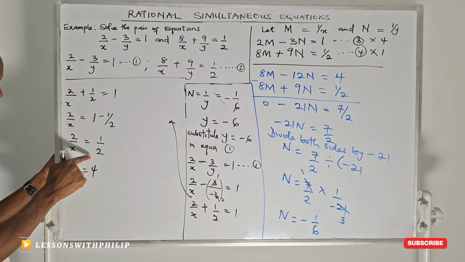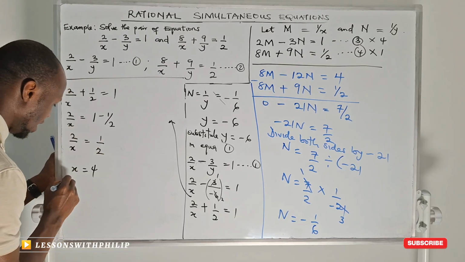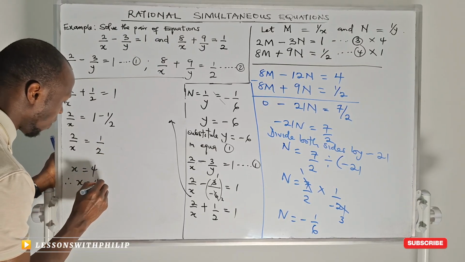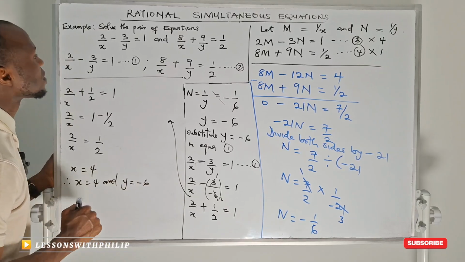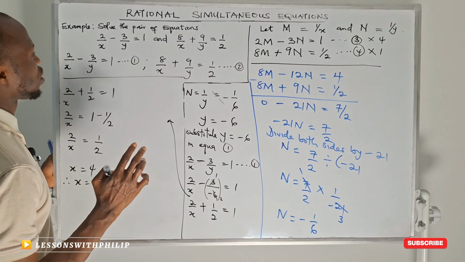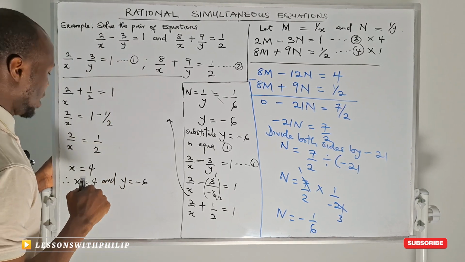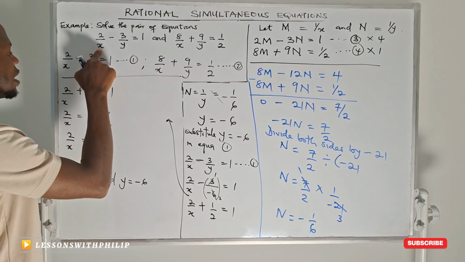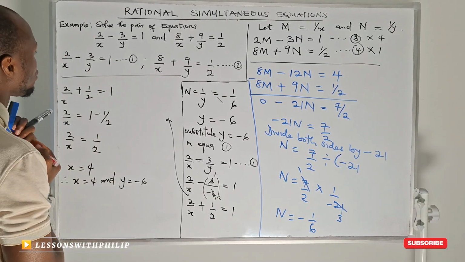If you cross multiply, 2 times 2 is 4. X times 1 is x. Okay? Therefore, my x equals to 4 and my y equals to what? Minus 6. If you insert your x and your y in this, you get 1. Okay? If you insert 4 in this place, that will be 2. Let's check one of the equations.